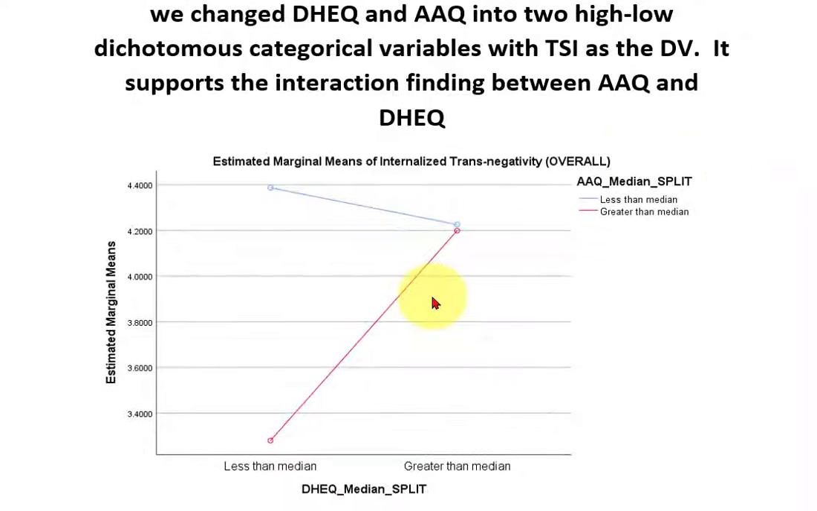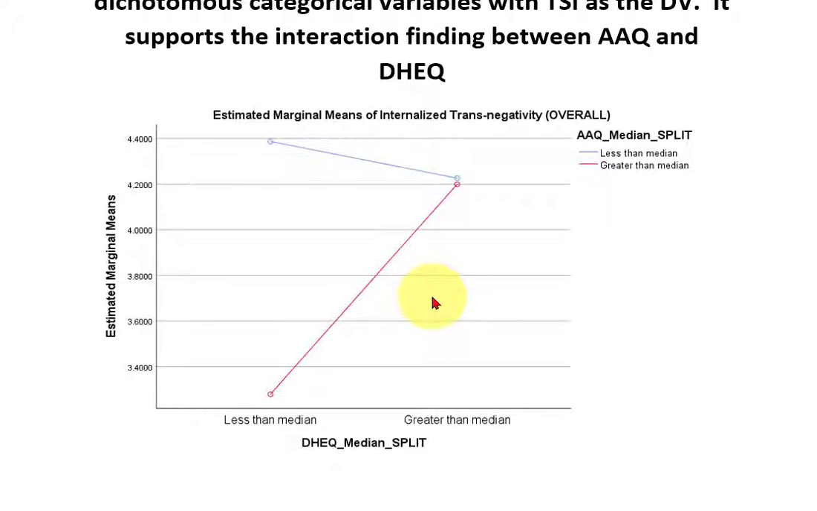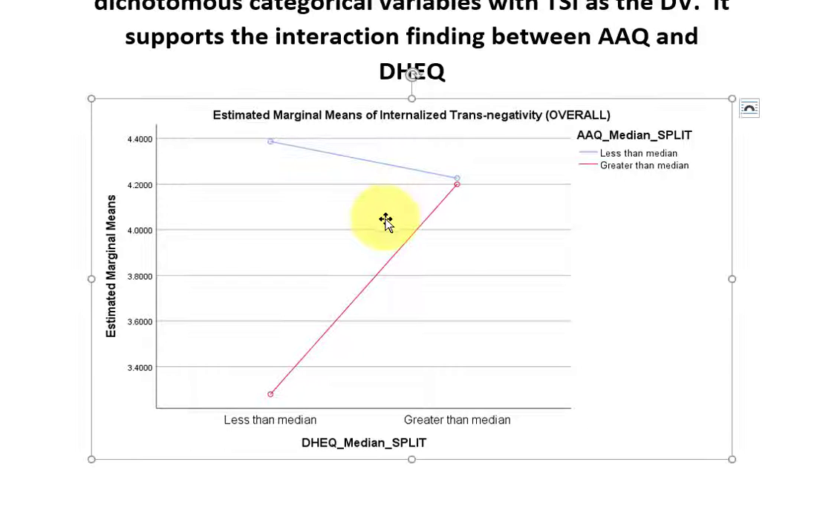So this was the wrong one. This was the estimated marginal means from a 2x2 ANOVA that we made from making the AAQ into a dichotomous categorical variable, high-low. Same with the DHEQ. So this is not the right one. This just shows that there's interaction, which supported the regression thing, right? That showed that there was interaction between the AAQ and DEQ.